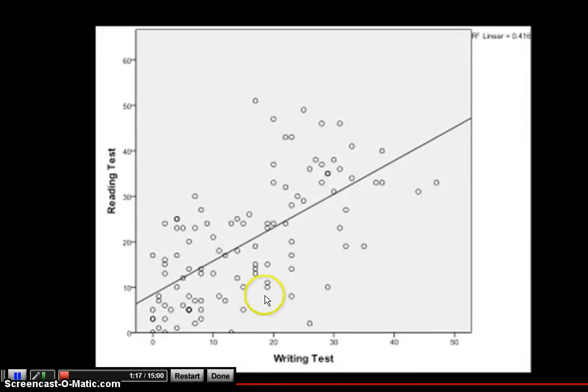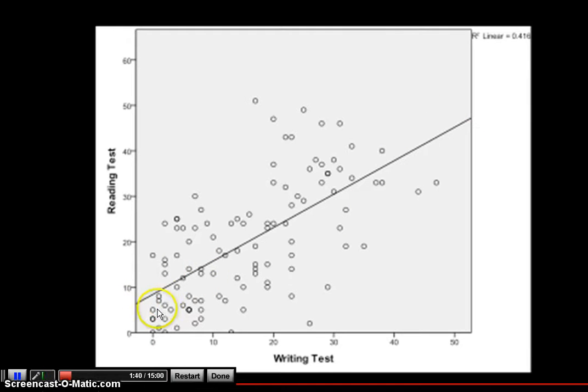I stole these from online. You don't have to worry about this R squared value. You can worry about that when you're in Year 13. But this one's just someone who has taken some reading tests and some writing tests. Each data point will be a person. They've put a straight line to it, which is a good idea to do.